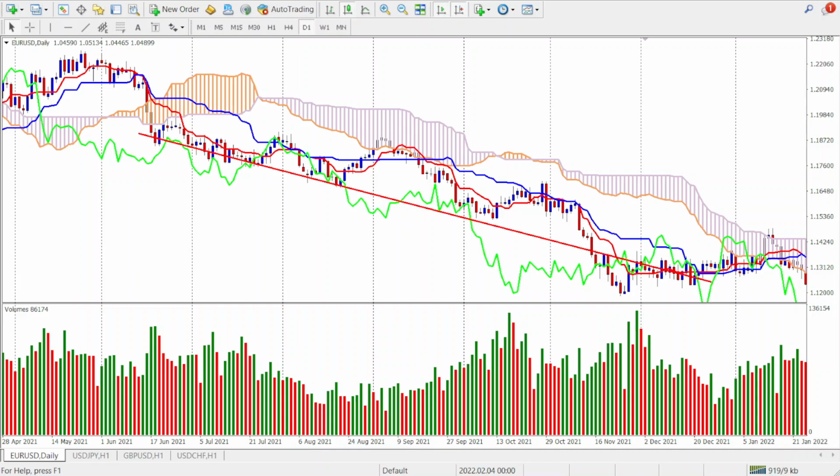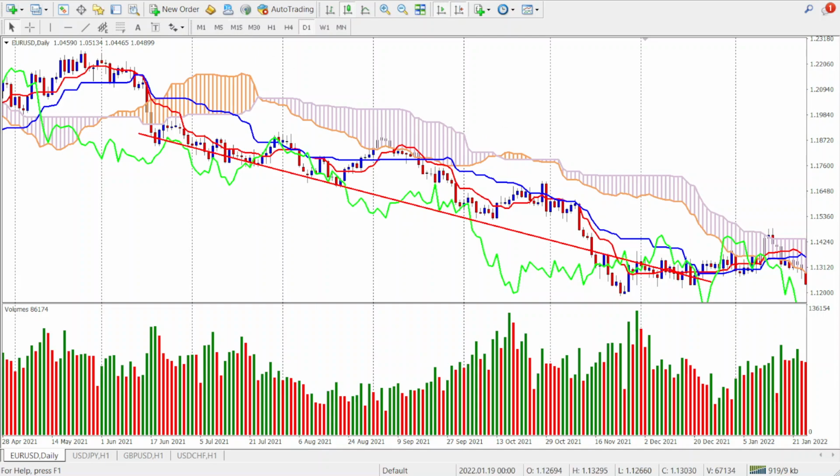Here are some key pitfalls to avoid. Okay, do not enter too early. Don't just enter because price touches the cloud. Wait for a confirmed breakout. Okay, and then do not ignore other time frames. A breakout on the 5-minute chart might not hold on the higher time frame, so always check multiple time frames for confirmation.